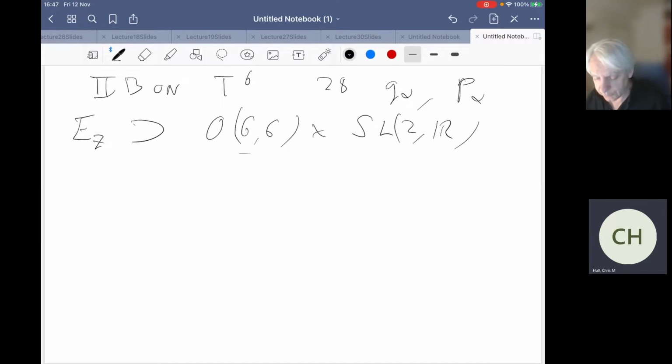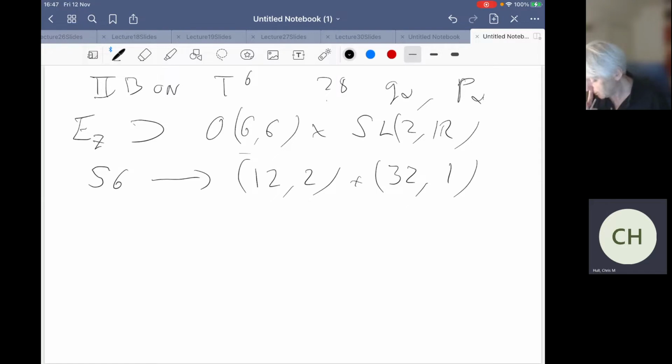And under this, the 56 charges, the 28 electric and 28 magnetic charges, decompose into (12,2) plus a (32,1). So the (12,2) is rather like what we've just seen. The 12 consists of 12 electric charges and 12 magnetic charges.